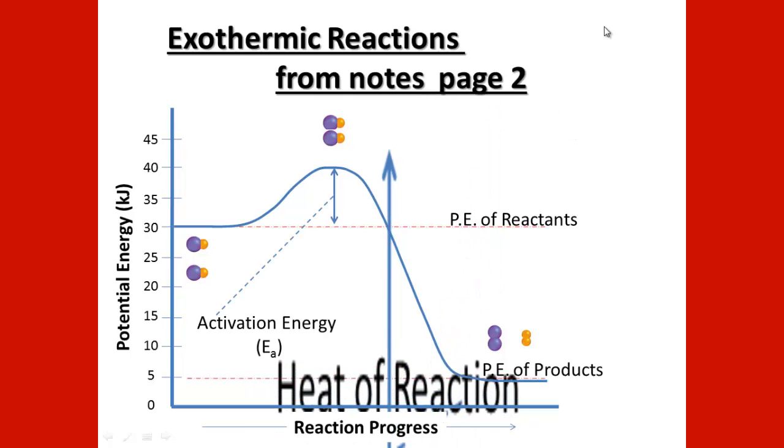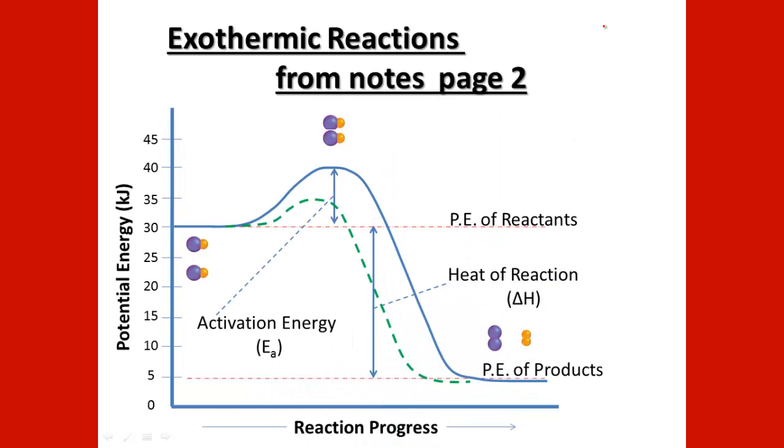Now, this is from back on page 2 of your notes, where we are showing an exothermic reaction. This is our reactant, potential energy 30 kilojoules. Our product, potential energy 5 kilojoules. This reaction needs to add energy in order to get the activated complex, and then we release energy as we move down the graph. Our difference between these two numbers, products minus reactants, gives us the amount of heat energy that's been released.